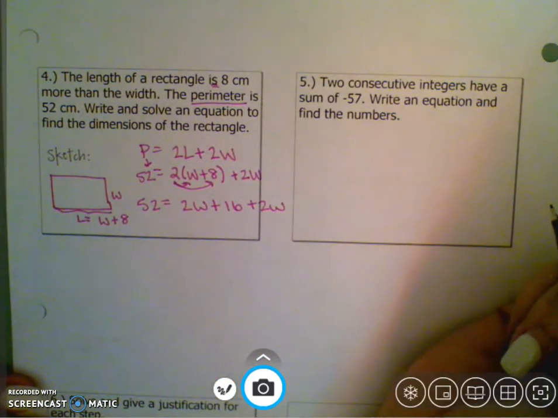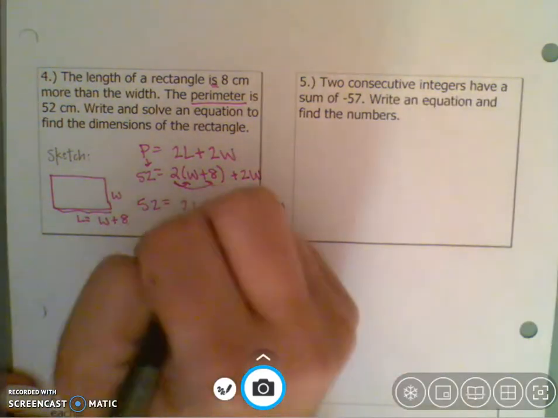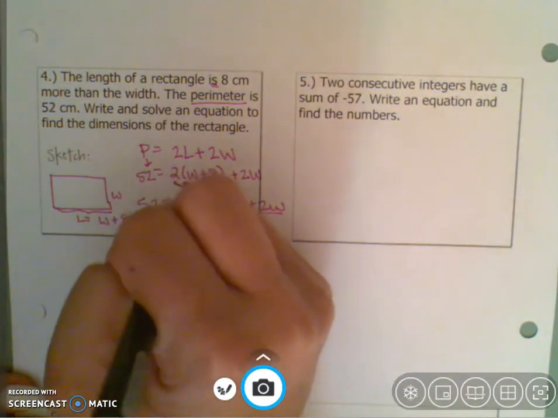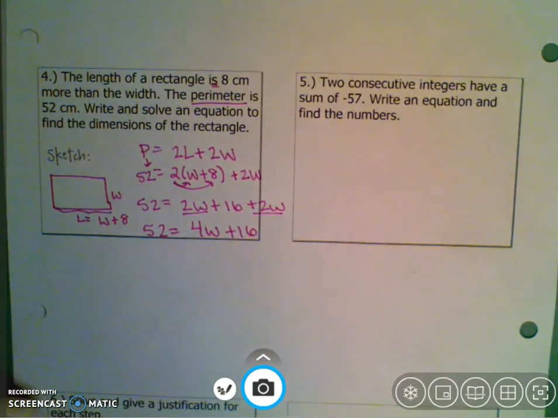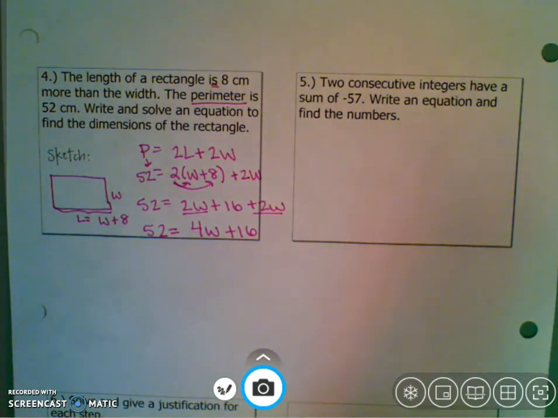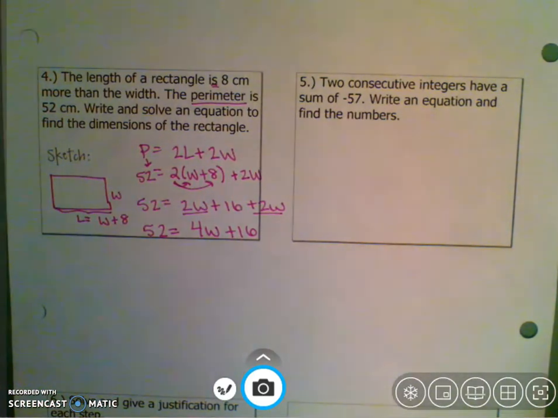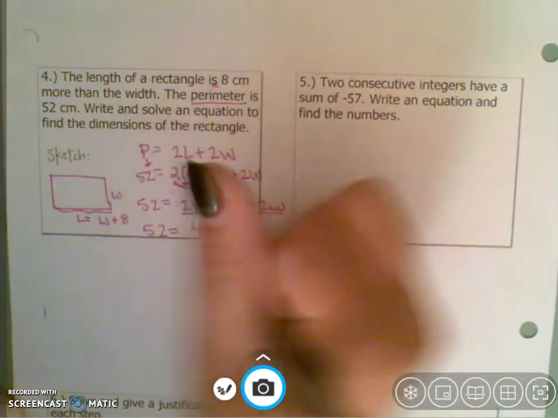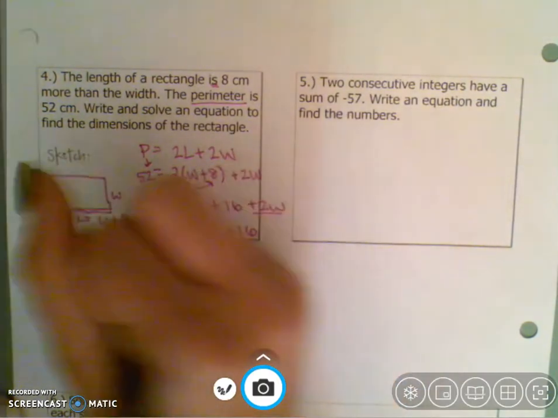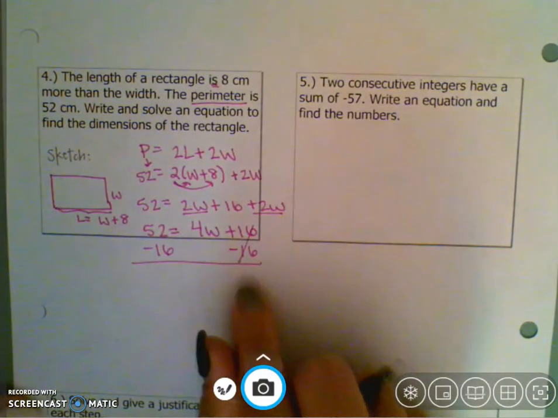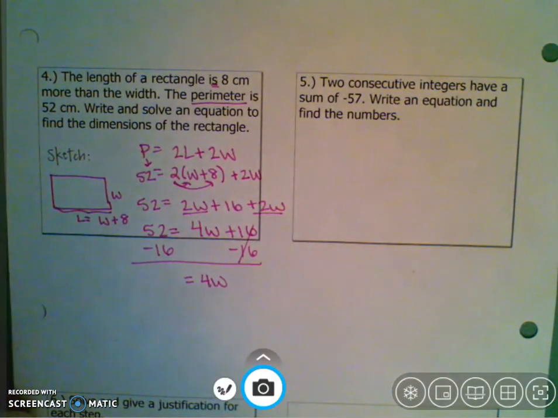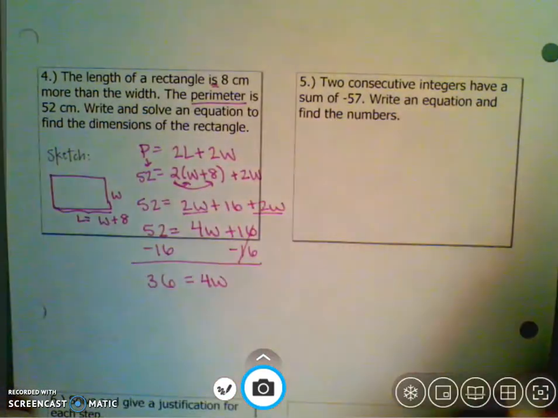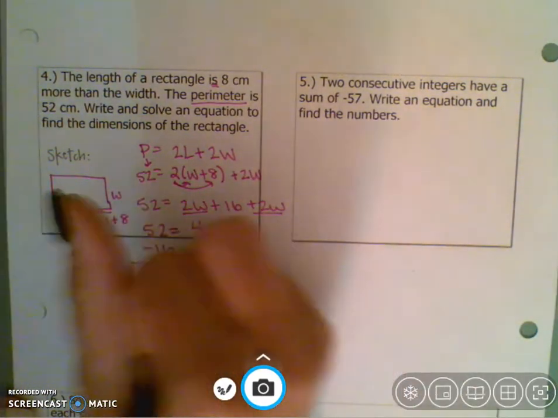After you distribute, what do we have to do? Combine like terms. 52 equals 4W plus 16. Okay, now it's a two-step equation. Pause the video and see if you can do the last two steps. Okay, you should have paused the video, and your next two steps, because you're solving for W, should have been to subtract 16 to leave you 4W, and 52 minus 16 should have given you 36. Your last step should have been divide by 4.